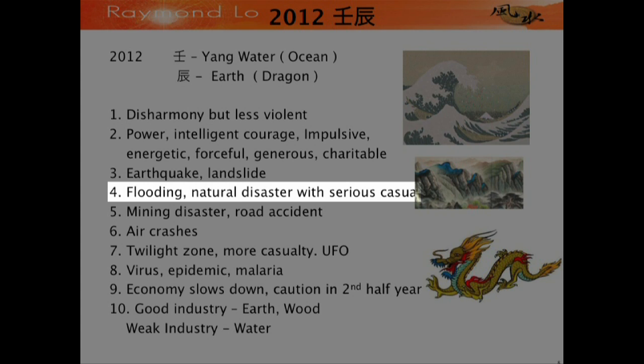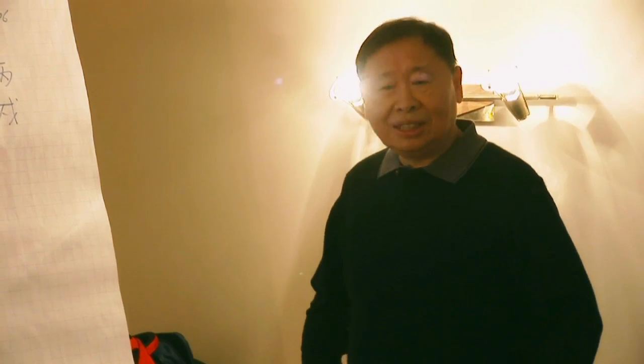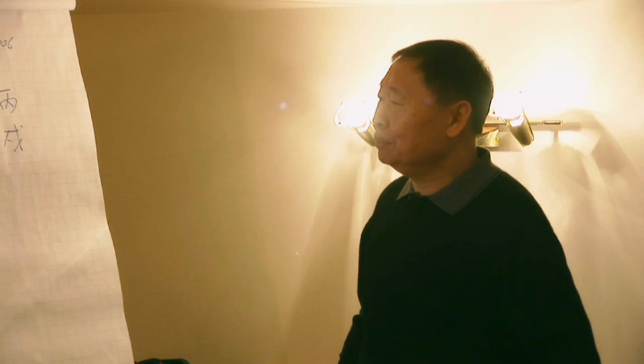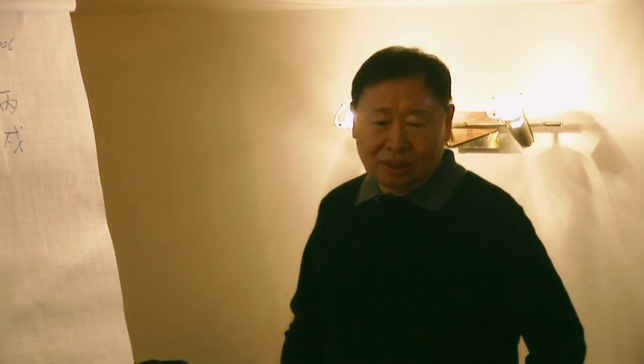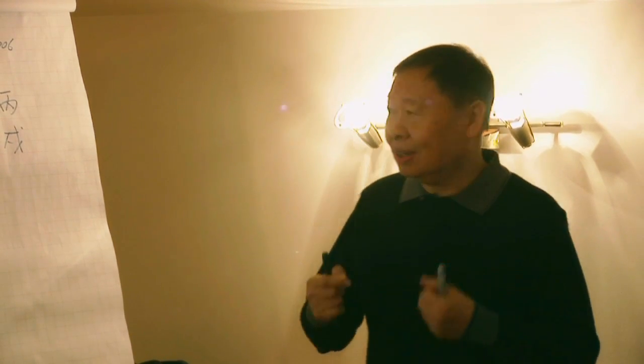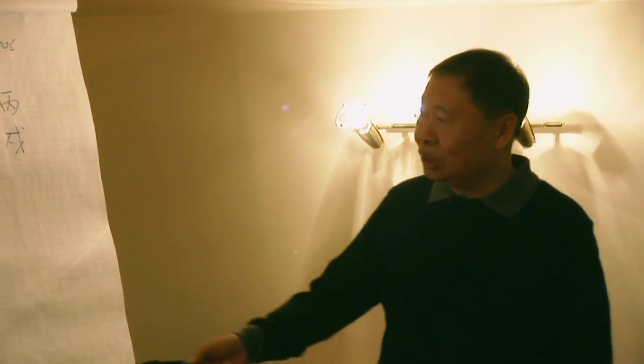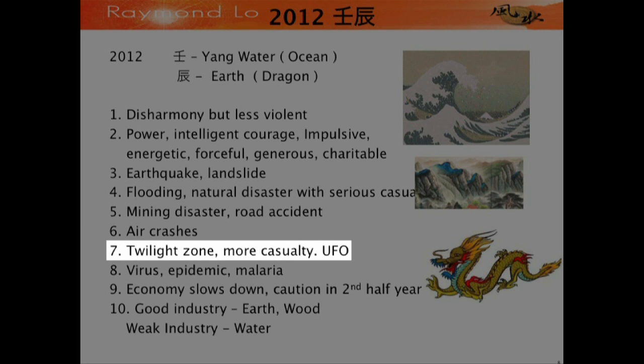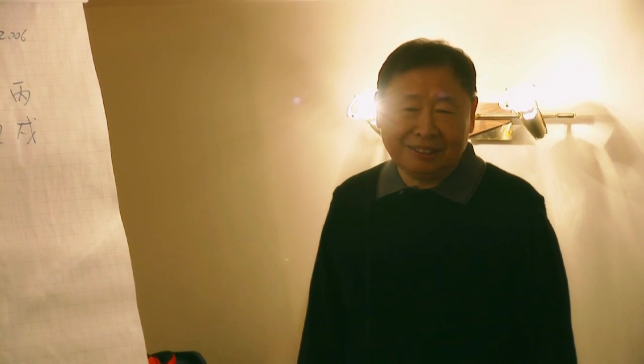Serious casualty. Why serious casualty? Because of the dragon and dog years. We call this the twilight zone. You can see in the twilight zone there are more casualties. Twilight means сумеречная зона, the twilight zone.